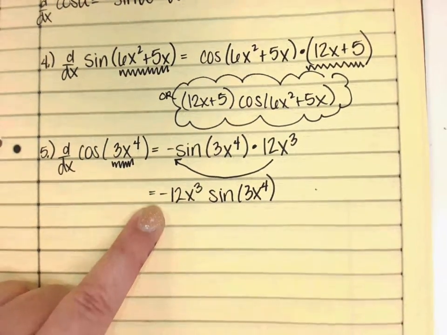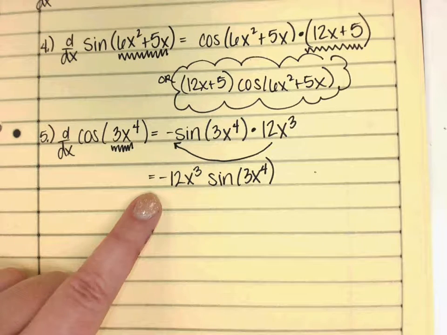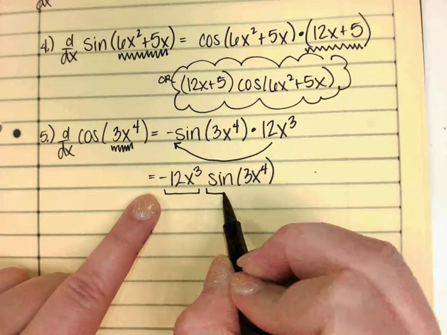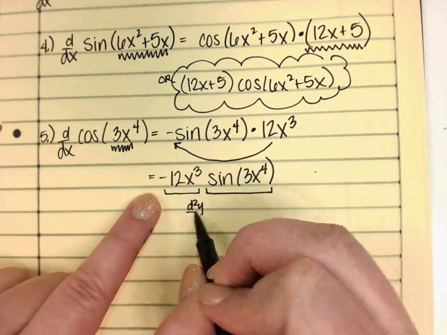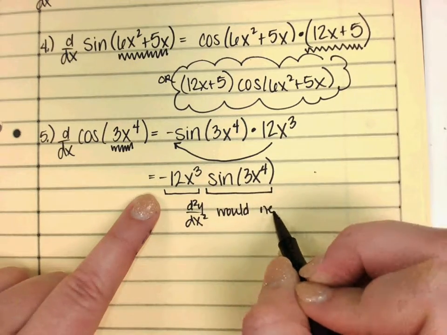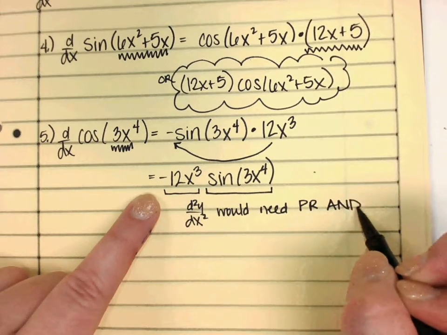Now, let's say you wanted to take the second derivative of that. What rule would you also need at that point? Product, because you have this times this. So d squared y dx squared would need product rule and chain rule.